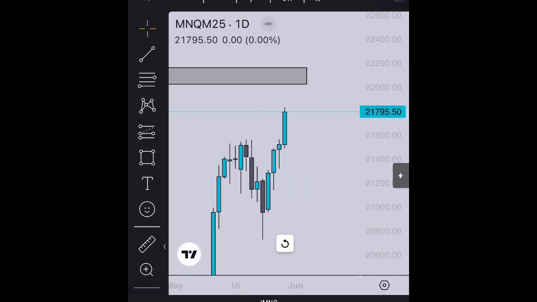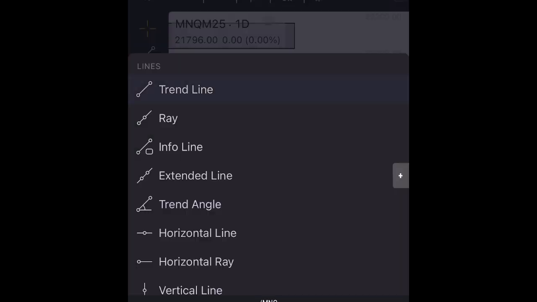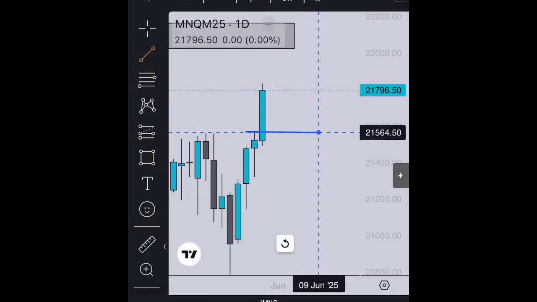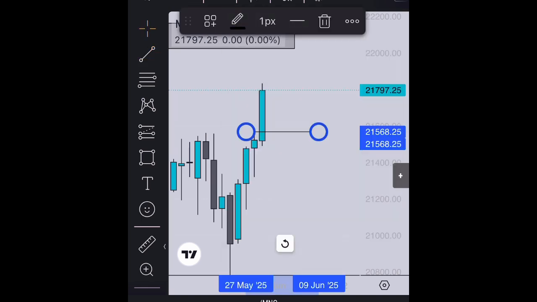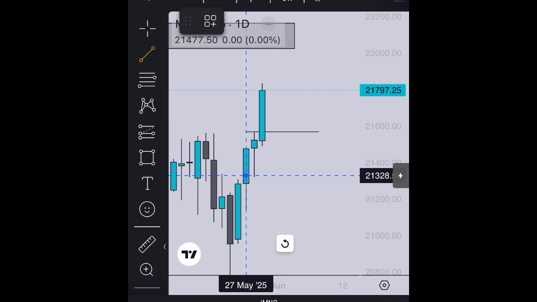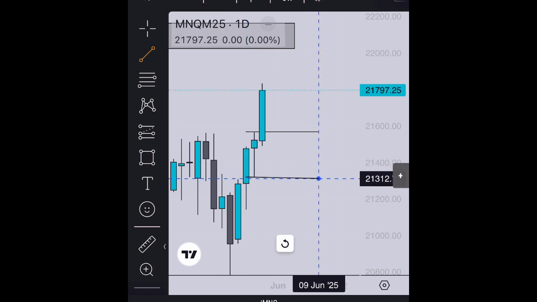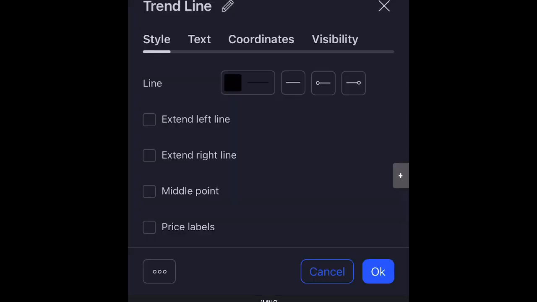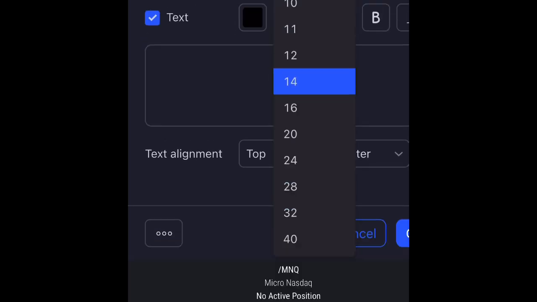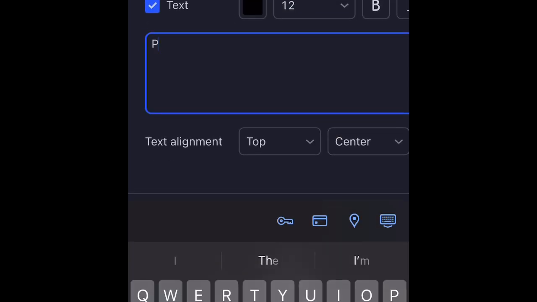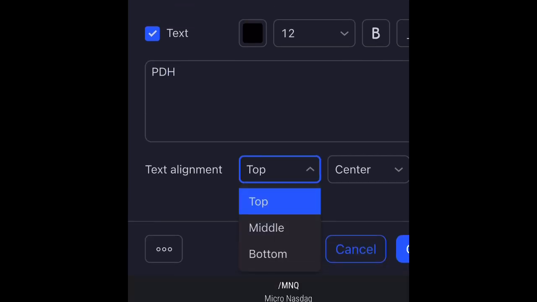But first, as I frame my day, I want to mark out the previous day high and the previous day low. Remember, these are daily candles. When you're setting out your framework, that's where you want to start. Previous day high. We'll put this in the middle.